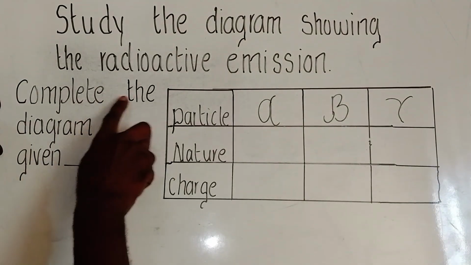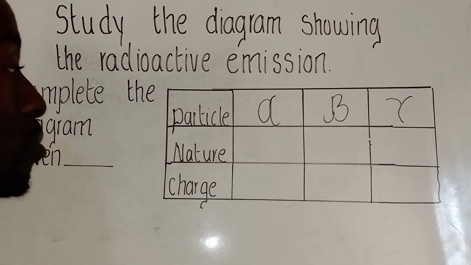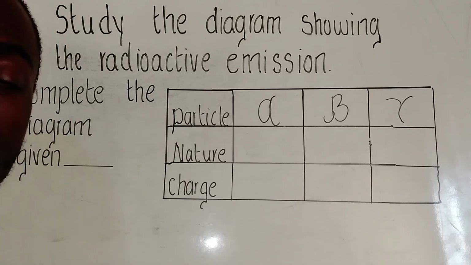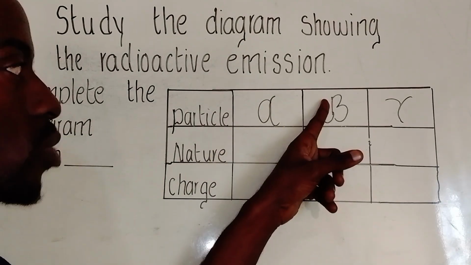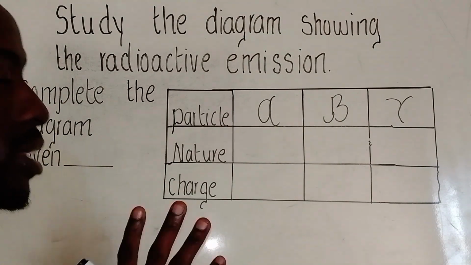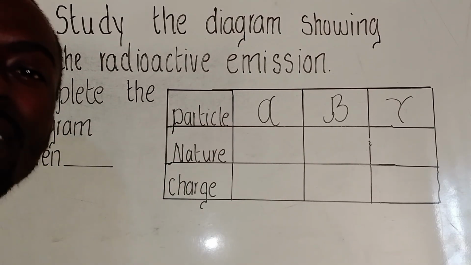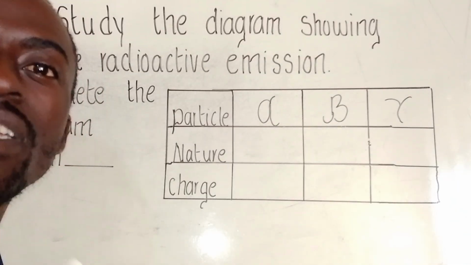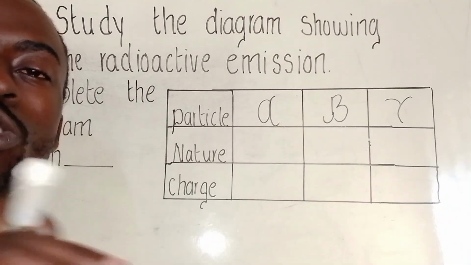Now, let's say we complete the diagram given, this diagram here. Now, as you can see, these are the symbols for the radioactive emissions. There are only three. This one is known as the alpha, this one is known as the beta, this one is known as the gamma. Now, let us start. When we talk about the alpha, this is the helium nucleus with a very weak penetration power such that it can be stopped by a sheet of paper.